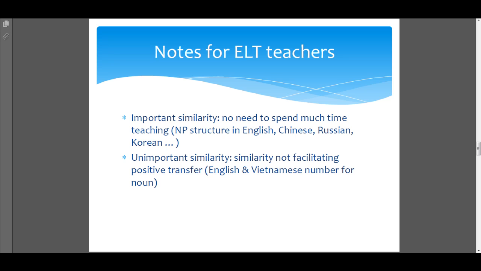For similarities that are not really important, similarities that do not facilitate positive transfer, we do not need to spend time teaching them either. For example, in both English and Vietnamese, we have plural and singular for nouns. In Vietnamese, we say một học sinh, nhiều học sinh, những học sinh, các học sinh. But the similarity in this grammar aspect does not help learners at all in language learning, and we do not need to spend time teaching this aspect.